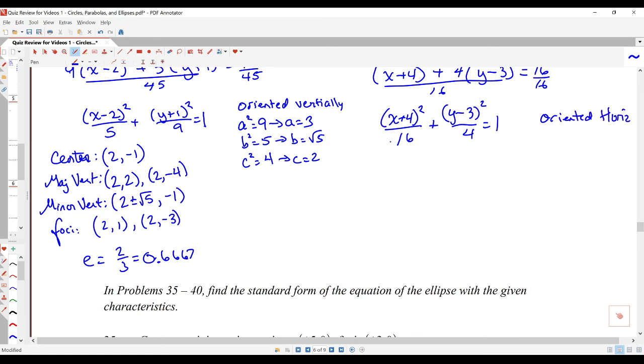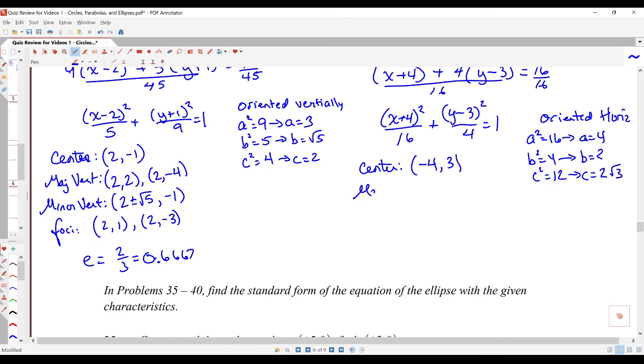This is horizontally oriented because the larger number is underneath the x. A squared is 16, so a is 4. B squared is 4, so b is 2. C squared is the difference, so c is 2√3, square root of 12. So our center is at -4, +3.